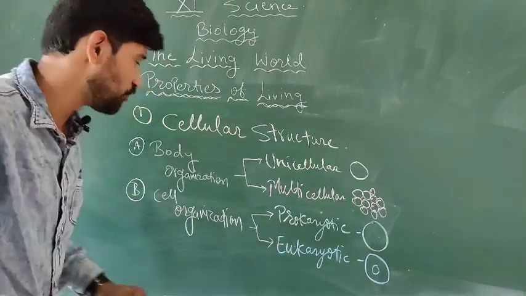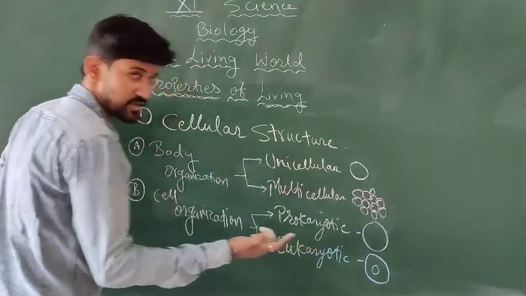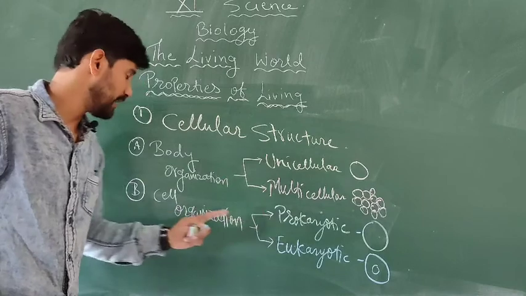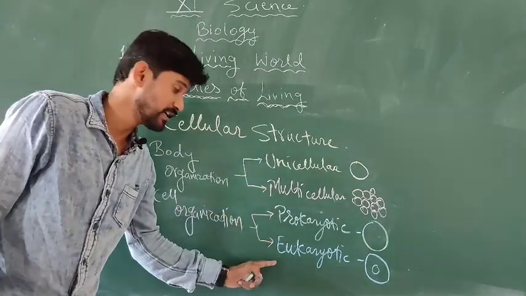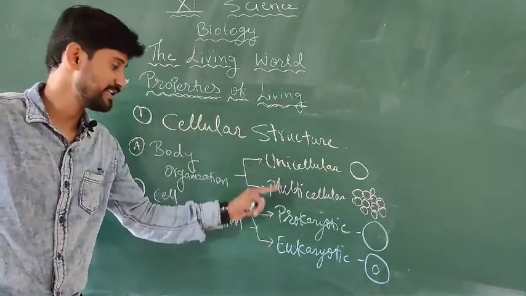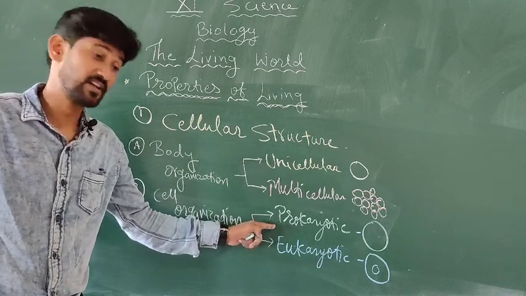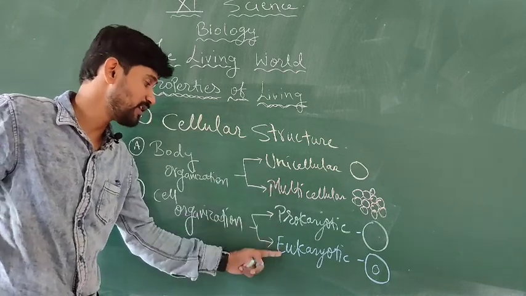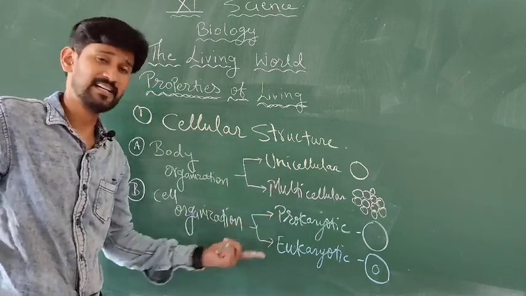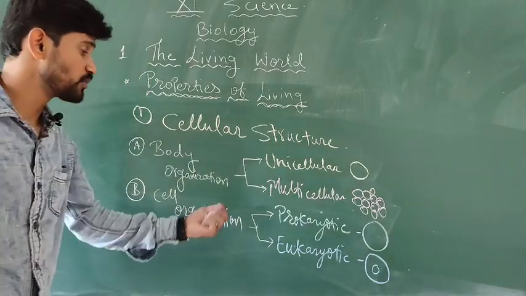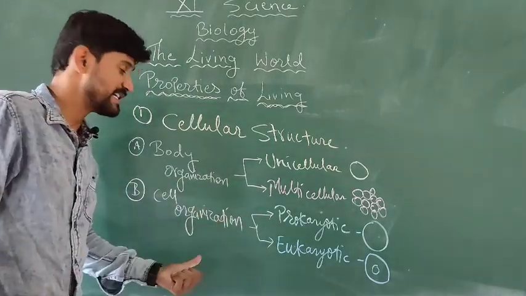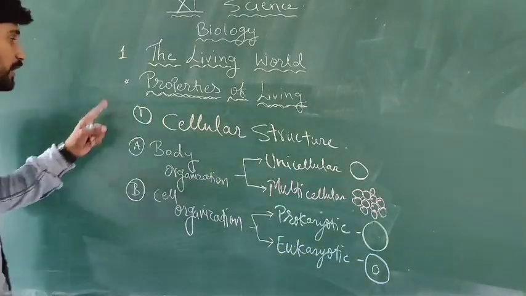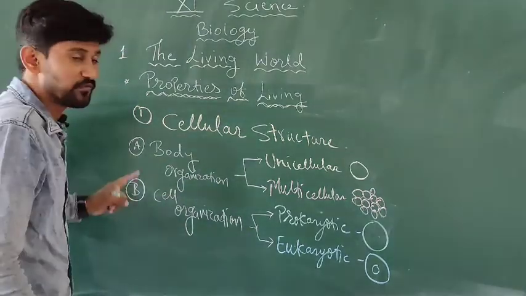But for now you simply have to remember cellular structure. So what are the cellular structures? Body organization: unicellular, multicellular. Cell organization: prokaryotic, eukaryotic. Unicellular cells are prokaryotic in nature. All unicellular cells are basically prokaryotic in nature. Multicellular cells are eukaryotic in nature. Yes, they can also be prokaryotic, but most commonly, if we enlist them, it is in that format. First, cellular structure. That is the first property of living.